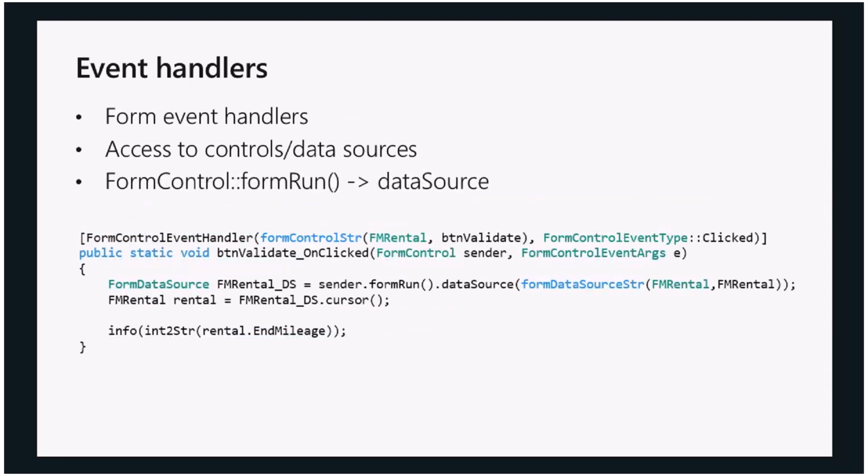Another common ask is how to get access to the data sources on a form from an event handler. As you can see in this event handler, we can get access to the data source via the form control form run method. I have sender.formRun as the method, and then I have access to the data source.